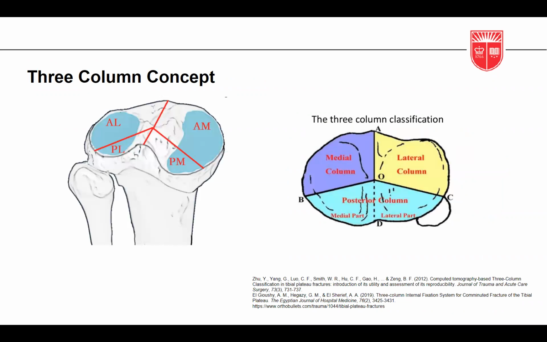The 3-column concept is another important system that was developed due to the need to more effectively describe posterior tibial plateau fractures, such as ours. This is utilized on the basis of CT scanning. This classification divides the tibial plateau into a lateral column, a medial column, and a posterior column, which is further split into medial and lateral parts. It's a valuable classification because it can more effectively guide choices for surgical approach and for internal fixation methods.